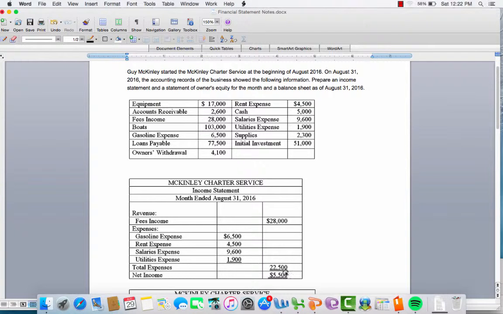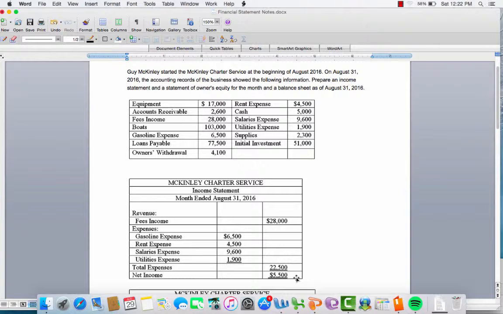Now, we see here, we have this underline, this $22,500. That's the total of all of our expenses. So if we add up all those expenses, bring them over here, that's going to be our total. Notice what happens. We're trying to calculate net income. This is the whole idea behind the income statement. We're trying to figure out what was our net income, what was our profit for the period.